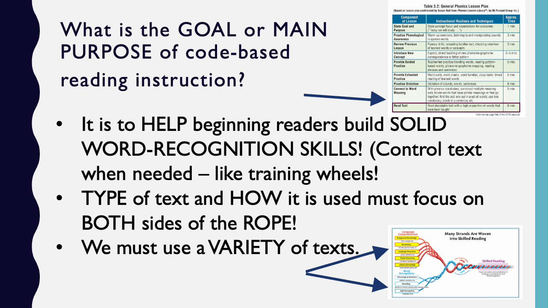Or better than training wheels, how many of your children, or you've seen nieces and nephews, use bikes with no pedals, and they have to use their own feet to power the bike and find balance? That is what reading is all about. The type of text and how it is used must focus on both sides of the rope. So we must use a variety of texts. You can see Scarborough's rope. The top part is listening language development. Have conversations, promote oral talking and discussion, but also use decodable texts to support phonics.